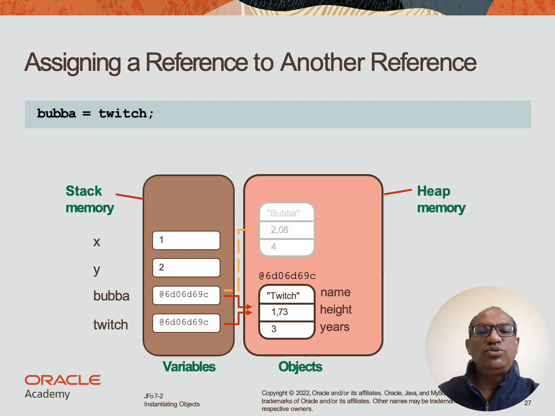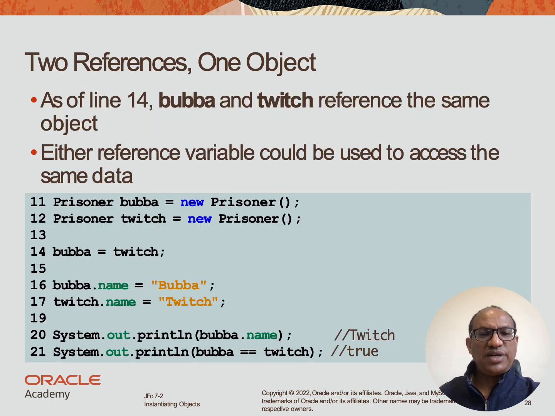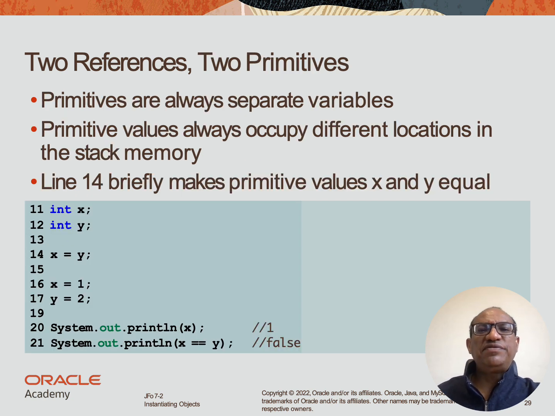After baba = twitch, both baba and twitch reference variables now point to the same object. You want proof? Try this. Printing baba.name results in twitch's name being printed, because both baba.name and twitch.name reference the same field in the same object. But primitive types like int x = 1 are a different story. They don't reference objects. They hold values directly. Assigning one to another just copies the value.